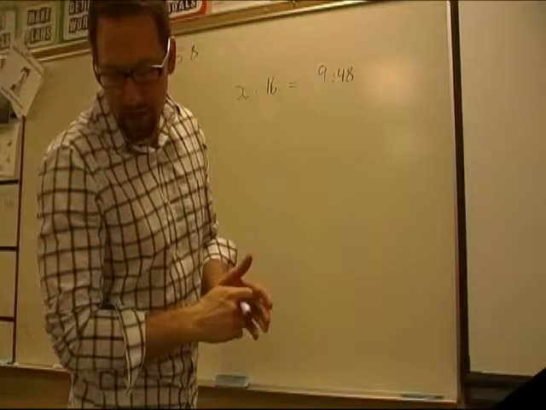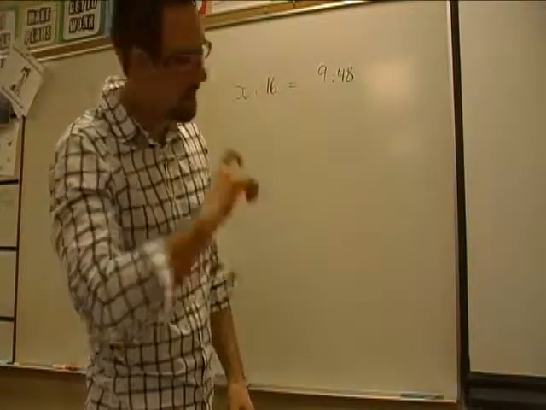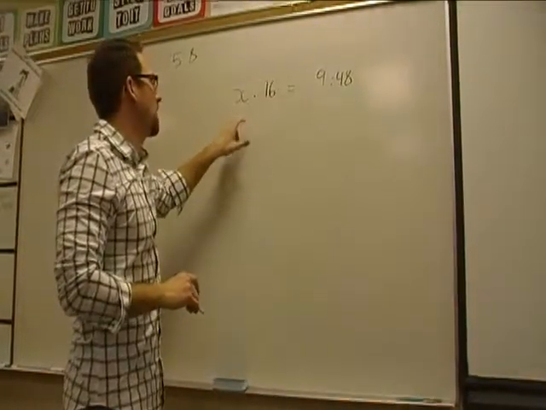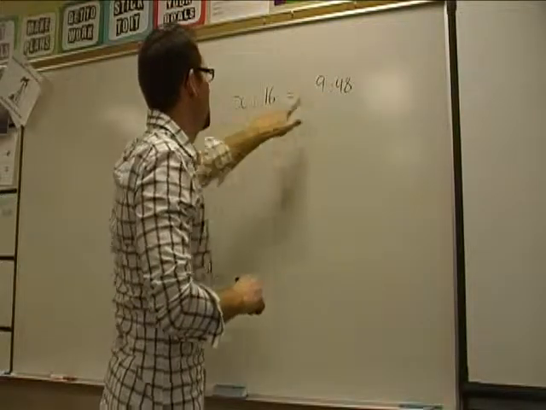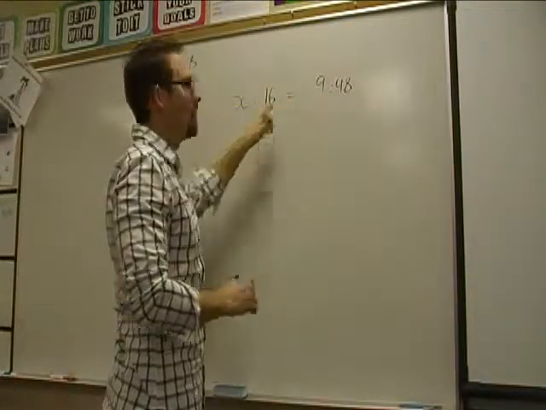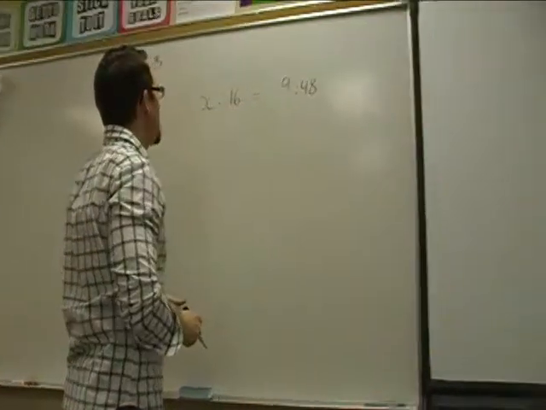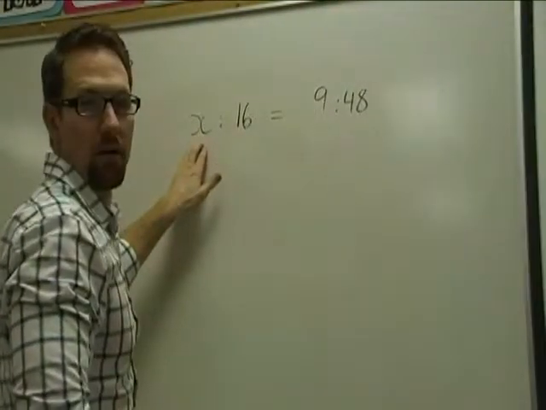Okay, assignment 5.8. This first section is really easy. You're going to be given a question like this where you've got an equivalent fraction. That's why you've got an equal sign, because they're equivalent, they're the same. But you're missing a number. Okay, we need to find out what that missing number is.